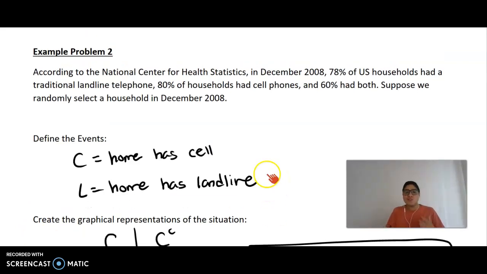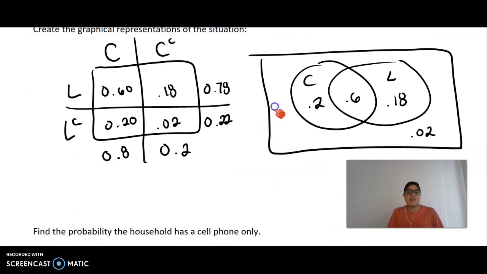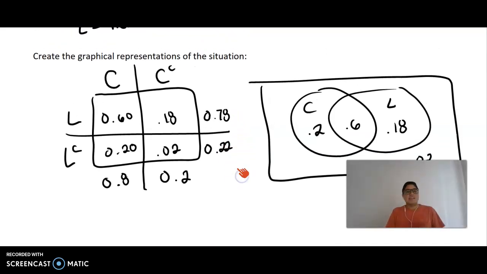Alrighty, so hopefully this wasn't too complicated. We define C as the fact that the home has a cell phone and L as the household has a landline. Here is either our Venn diagram or a two-way table. Again, preference for the two-way table. But in true math teacher fashion, I gave you an example and I didn't cover how to do it with relative frequencies, but that's okay because it follows the same way.